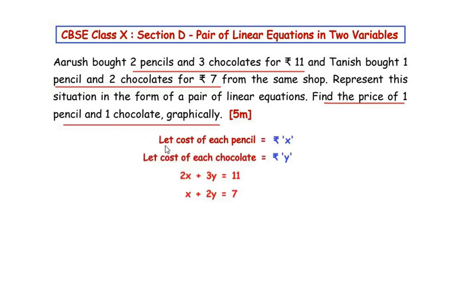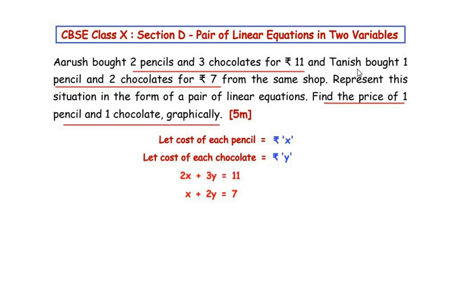So let us consider the cost of 1 pencil, or each pencil, as x rupees and the cost of 1 chocolate as y rupees. So in case of Aarush, since he bought 2 pencils and 3 chocolates, we are going to get the equation 2x plus 3y, and the cost of these two is going to be total 11 rupees. So here we have written it equal to 11.